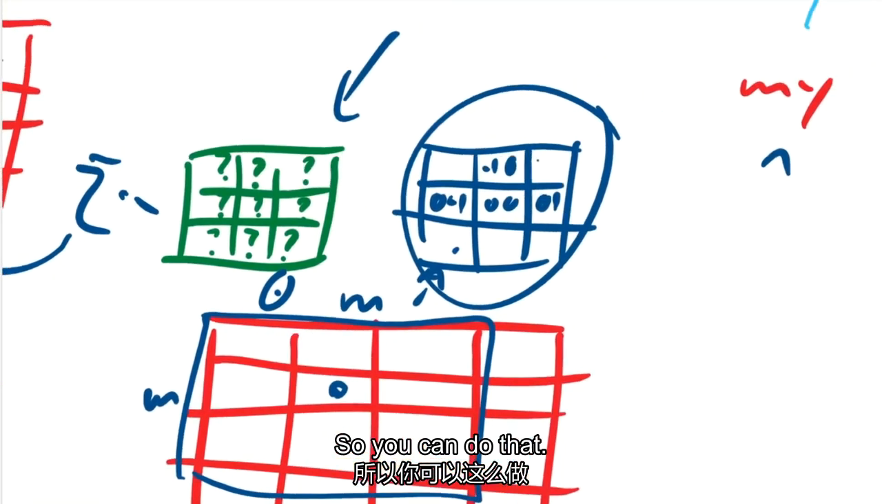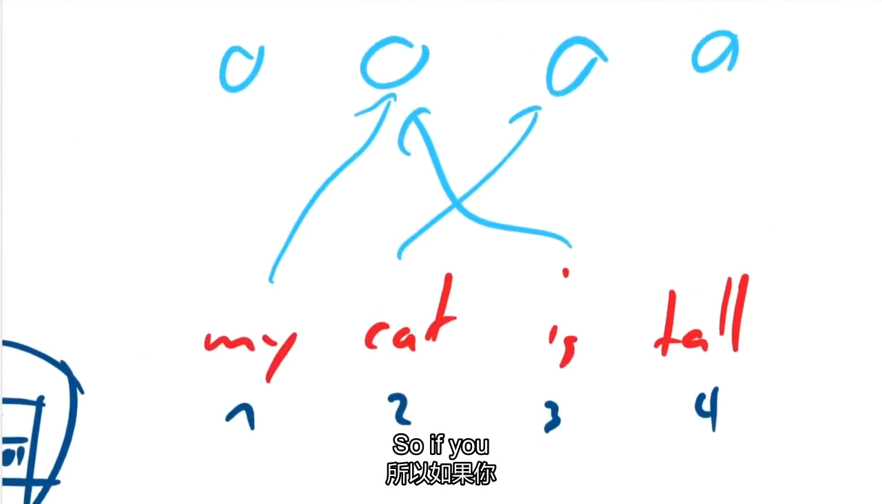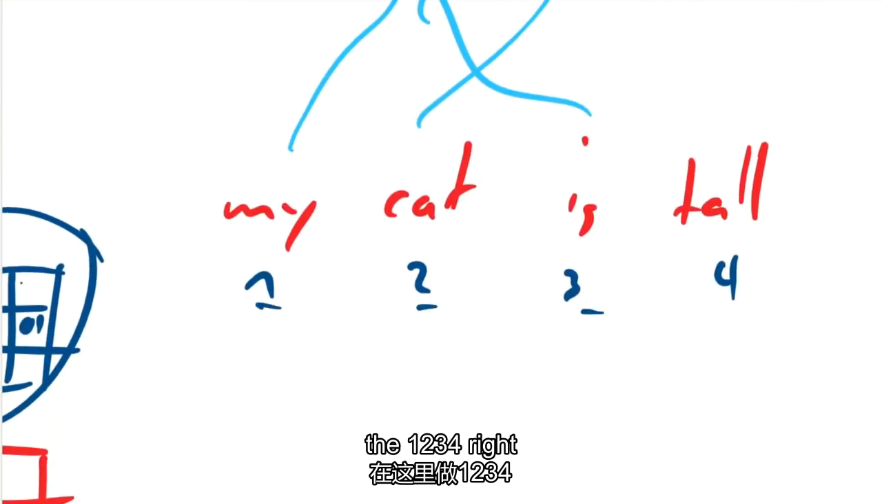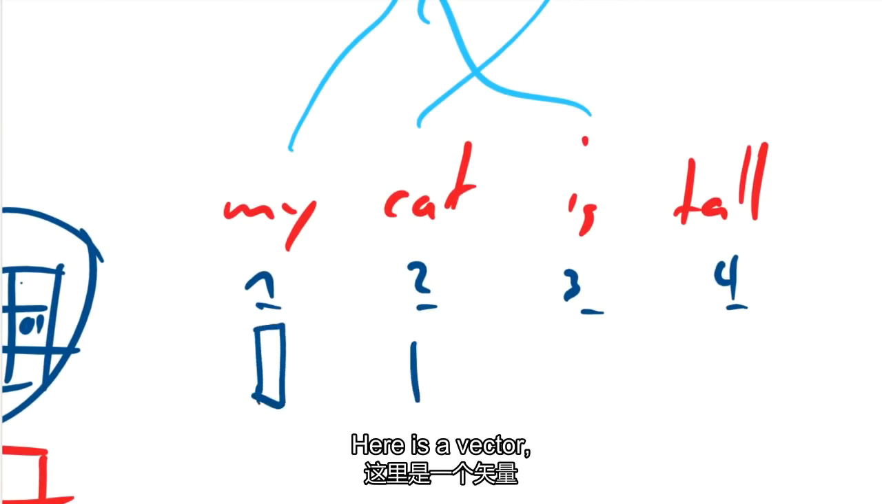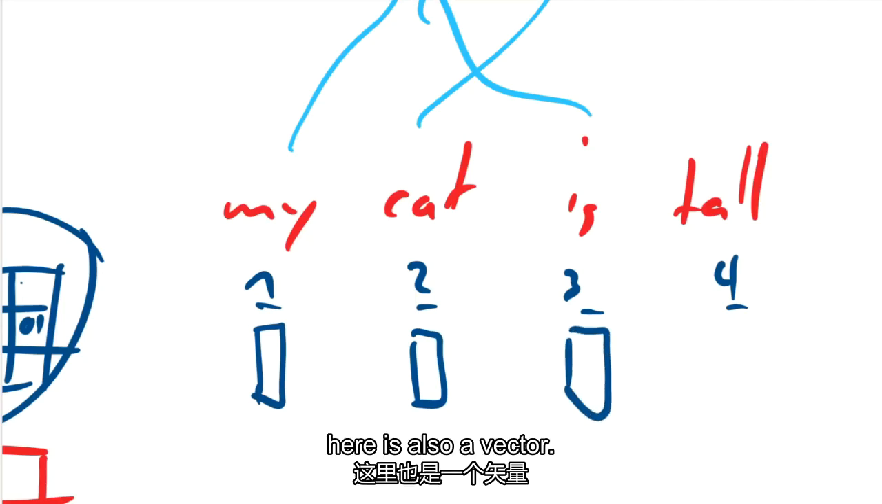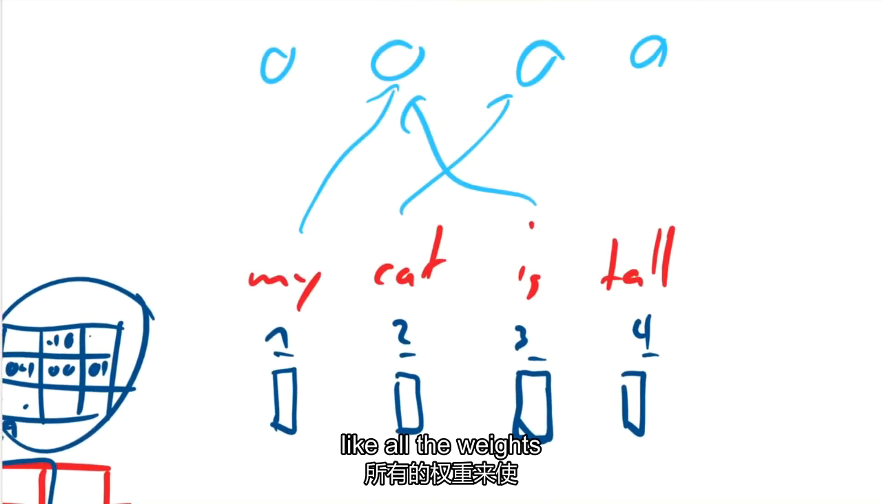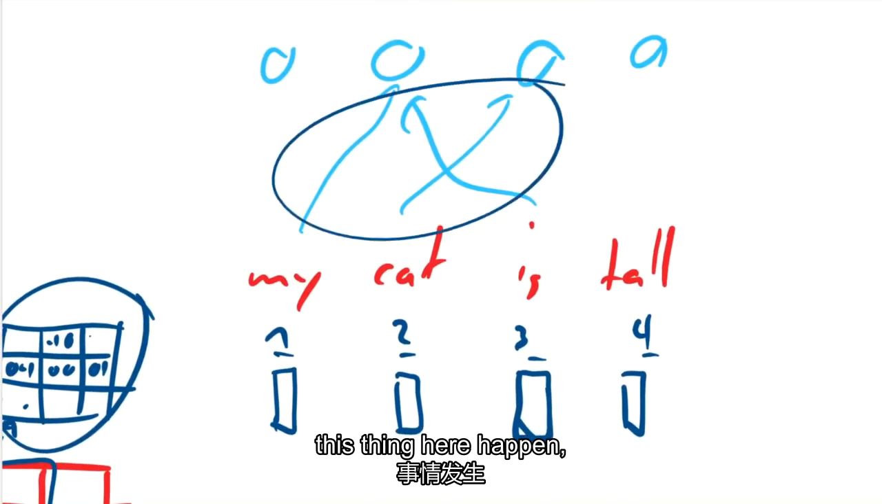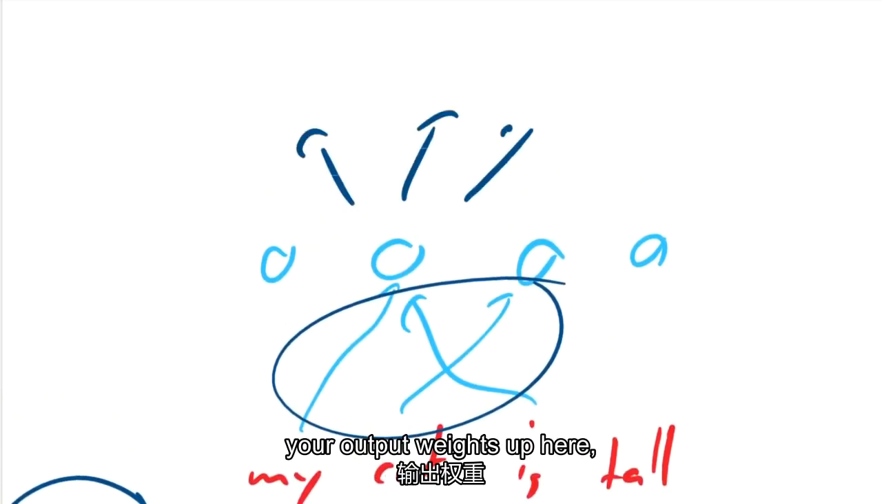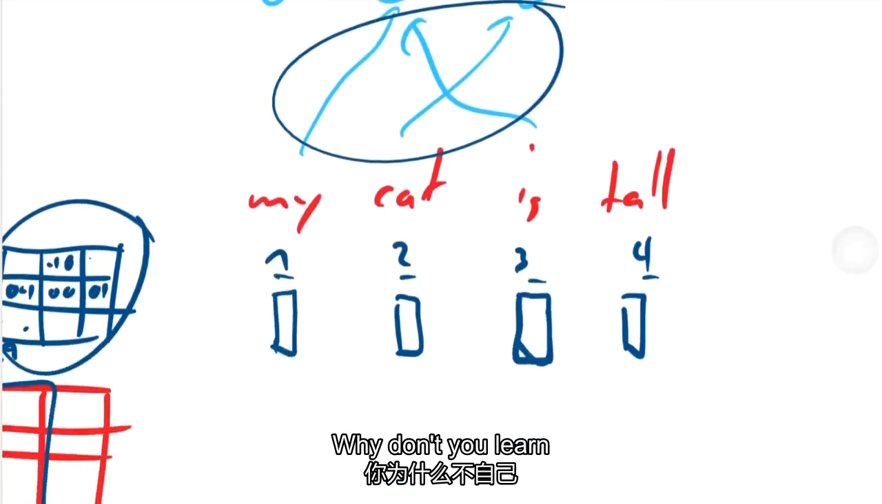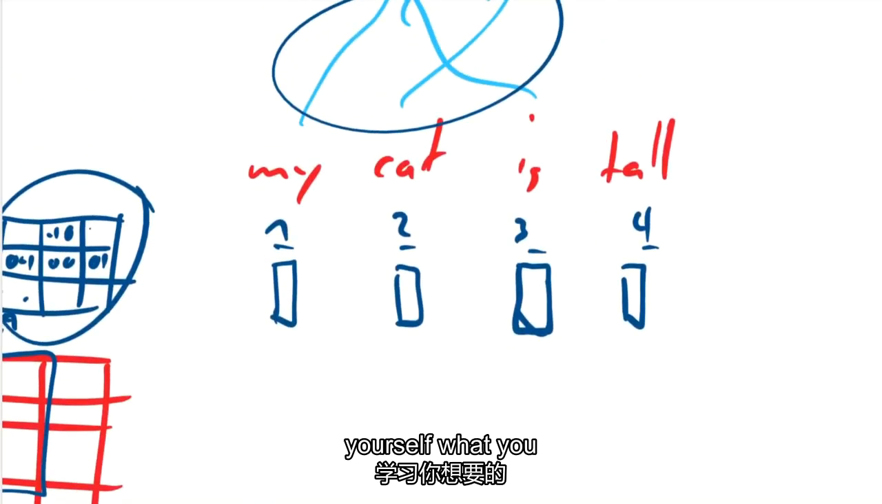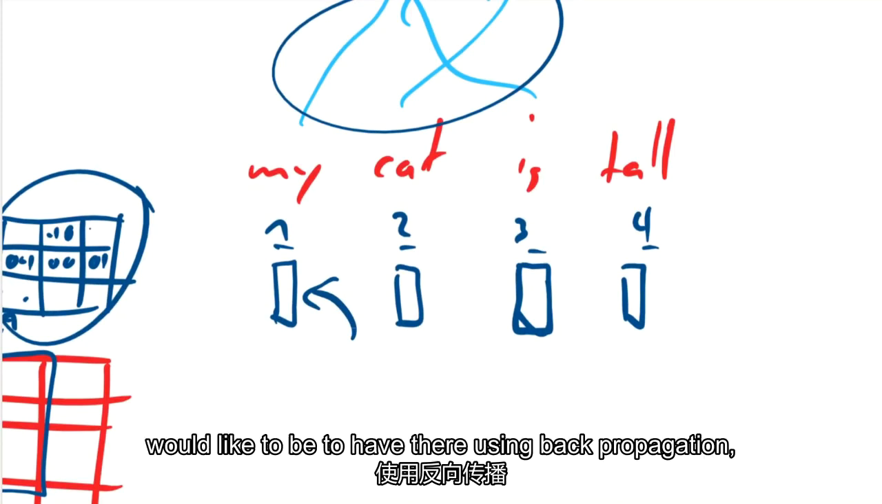Okay, so you can do that. You can learn positional encodings. So if you don't want to do the 1, 2, 3, 4 right here, you simply say, well, here's a vector, here's a vector, here's a vector, and here's also a vector. Now, model, you're already learning all the weights to make this thing here happen, and you're already learning your output weights up here using backpropagation. Why don't you learn yourself what kind of information you would like to have for position 1, using backpropagation?